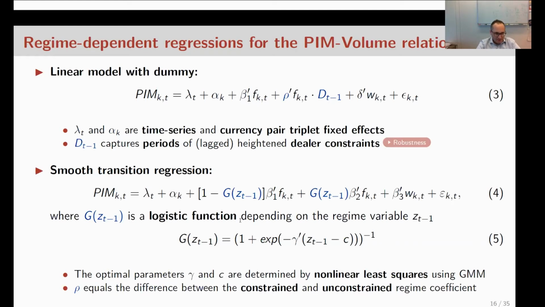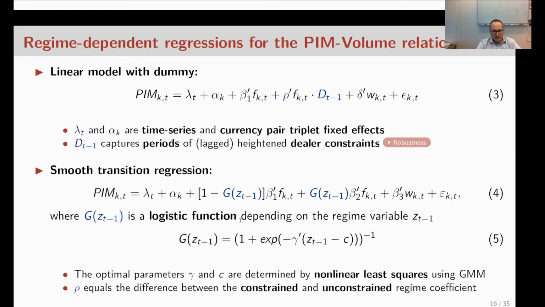However, the main regression equation that we're estimating is the one given by equation 4 here, which is based on the so-called smooth transition regression model, where we are essentially capturing changes in the effect depending on a regime that is governed by the logistic function G, which in turn depends on a lagged state variable, Z. And this lagged state variable is essentially the dealer constraint measure that I outlined earlier.